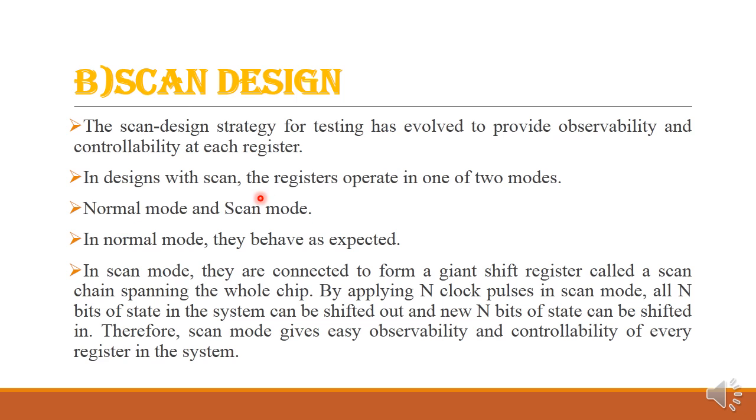In scan mode, a giant shift register called the scan chain shift register is formed by connecting all the registers together. Then by applying n clock pulses, the n bits of the state in the system can be shifted out and n bits of the state can be shifted in. That means if you apply 4 clock pulses, then 4-bit data will be shifted in, and if we apply 4 clock pulses, then the 4-bit data will be shifted out. This makes it easier for observability and controllability at each register.